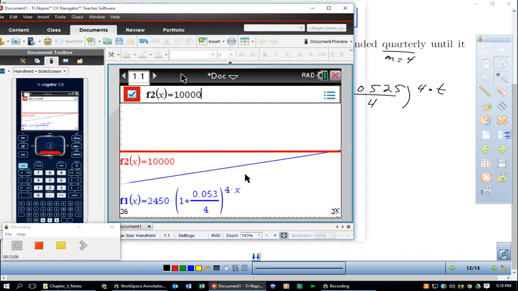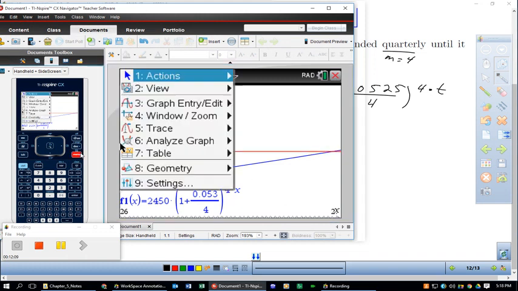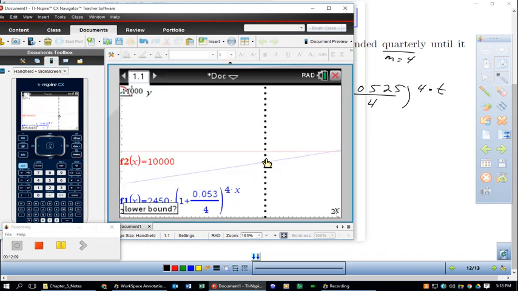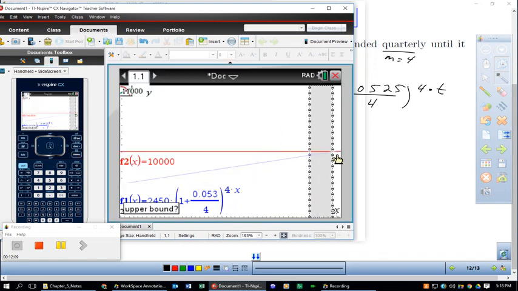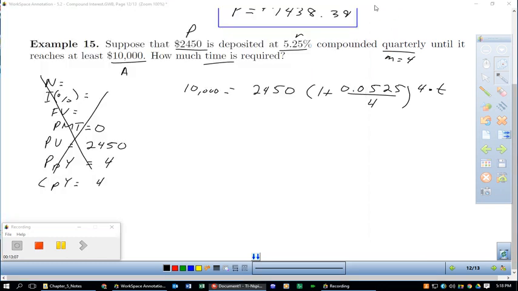I'm going to need the menu. Okay, so we want to know where they intersect, which we can actually see there. So menu, analyze graph, intersection. It's between there and there. Intersection is at 27. 27. So that means that our time is 27. 27 years. On the dot.